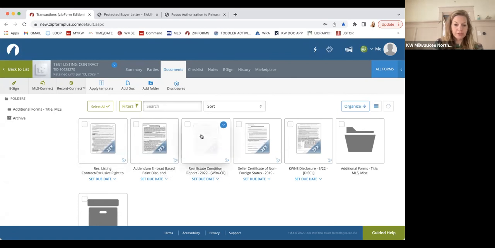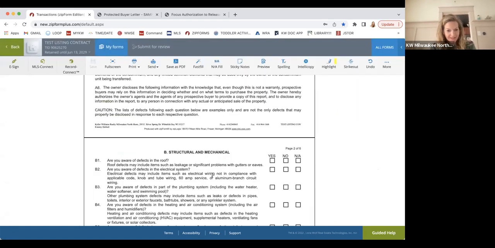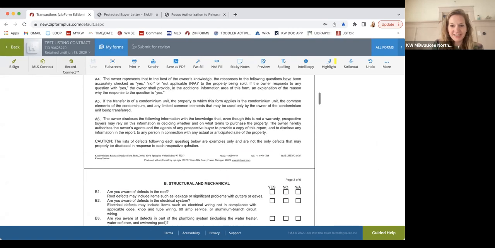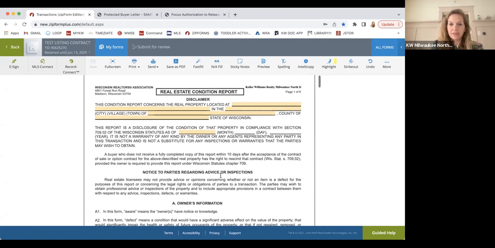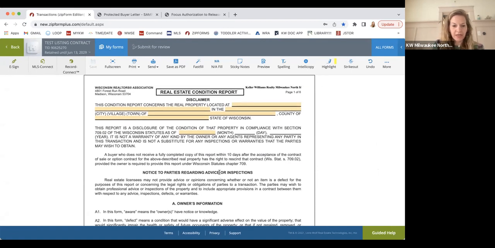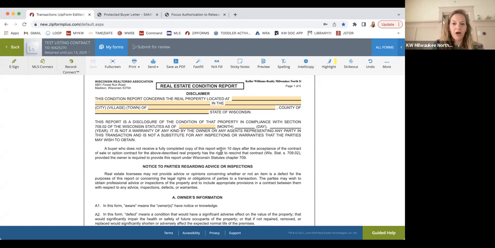The real estate condition report. So we have gone over this several times in contract training and in team meetings. Again, the real estate condition report, we're not going to go through this in depth, but all sellers in the state of Wisconsin are required to fill out a real estate condition report. This is a state statute, unless they are exempt from filling out a real estate condition report. If you have a question about a client or a seller who might be exempt, please see us.